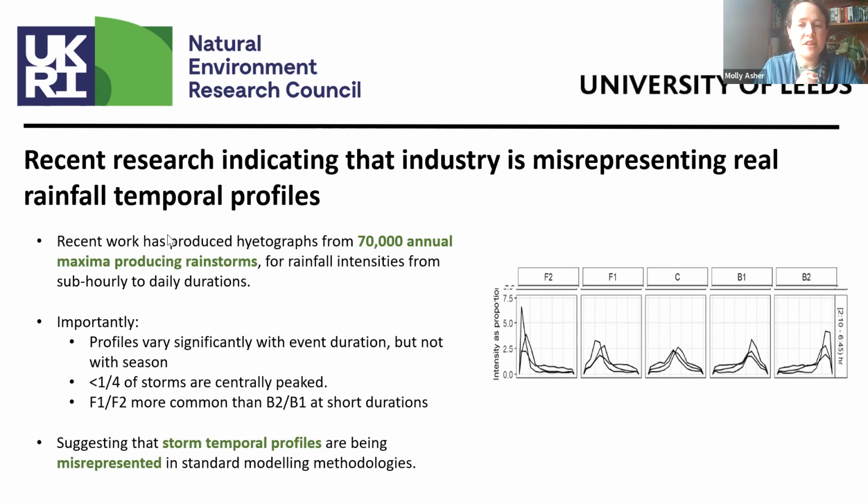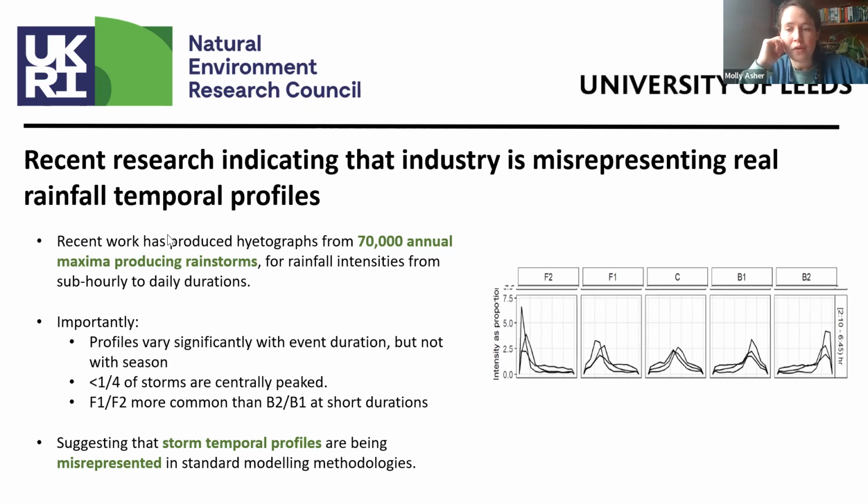And you can see that these are grouped according to whether they are front-loaded, so this is the F2 and F1 categories, centered or back-loaded, including B1 and B2. So this range of profile types doesn't actually occur with the same regularity. So in short duration storms, the centrally peaked storms, such as the FEH profile, are actually quite rare.